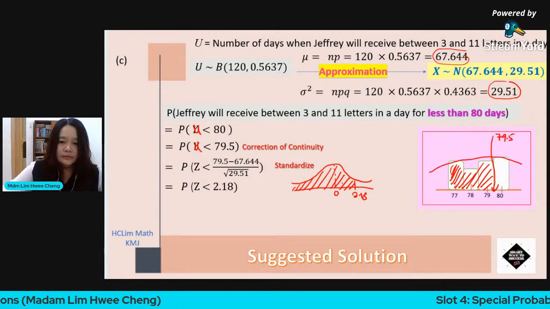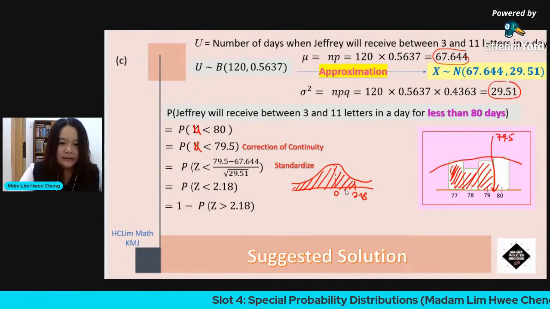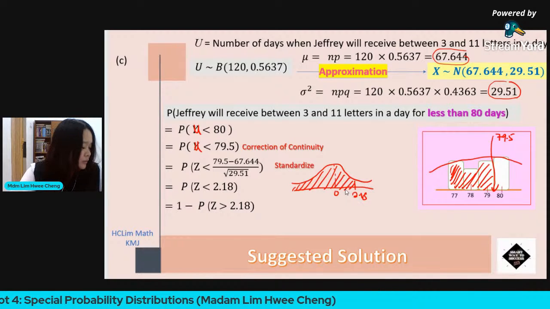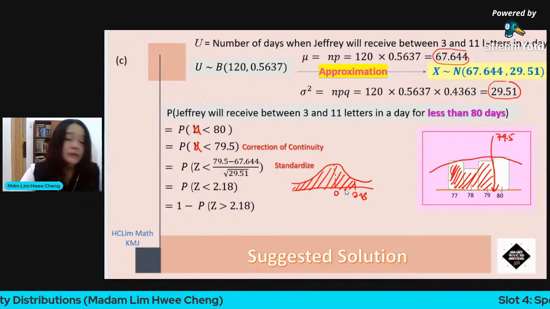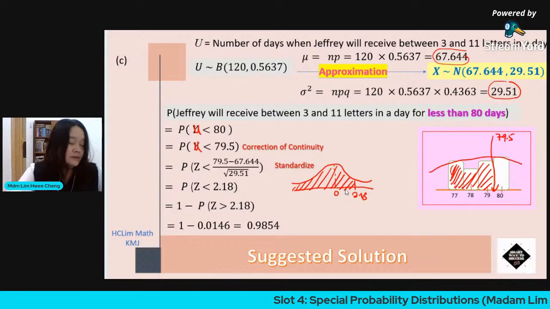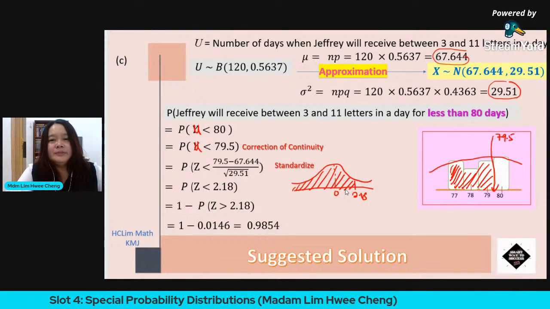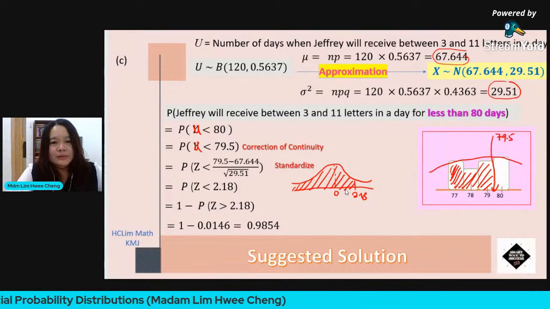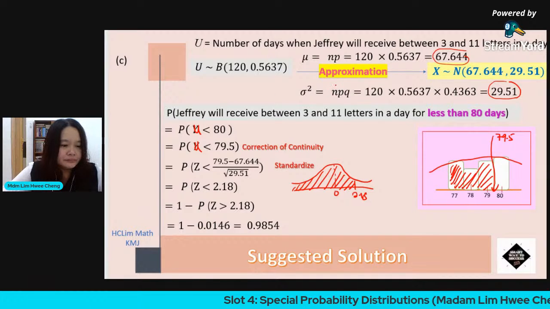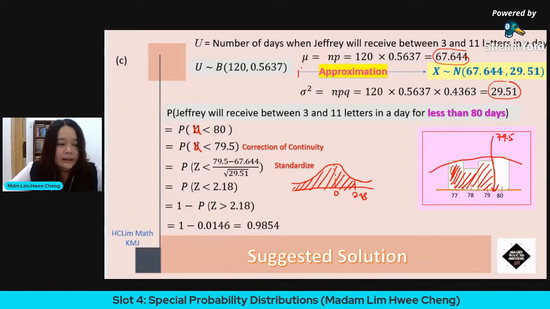To evaluate this value, I may use 1 minus P(Z greater than 2.18). We get from the table 1 minus 0.0146, so you have 0.9854. Basically, you will notice that if you have questions of approximations, the first step is this one.